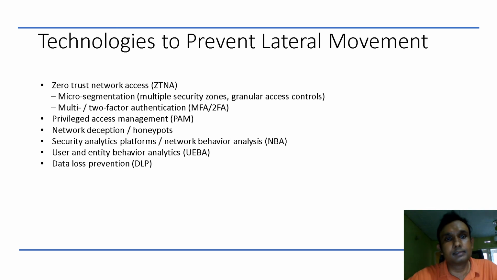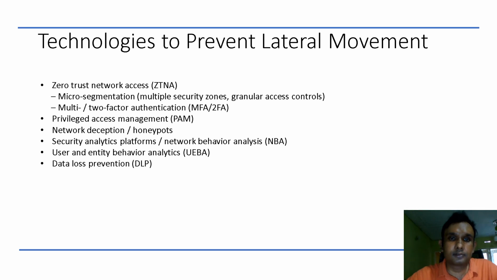And the other one is network deception, which we also discussed previously. It can also be employed against lateral movement, because the attacker would not have any idea whether he is in the live environment or a decoy environment.